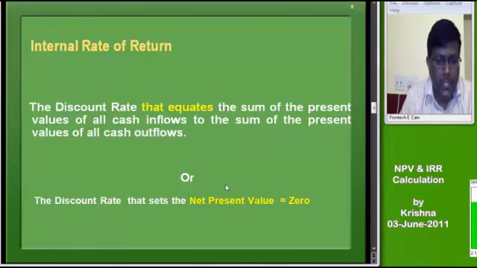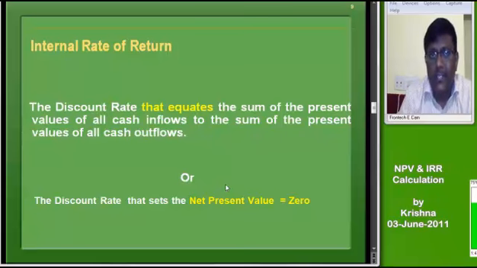Internal rate of return: the discount rate that equates the sum of the present values of all cash inflows to the sum of the present values of all cash outflows. In other terms, it is the discount rate that sets the net present value equal to 0. So, the net present values of positive and negative cash flows of the project will be 0 at IRR.